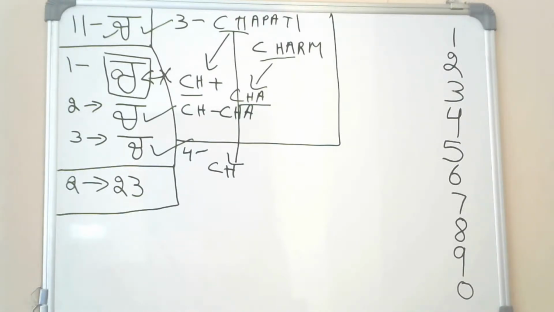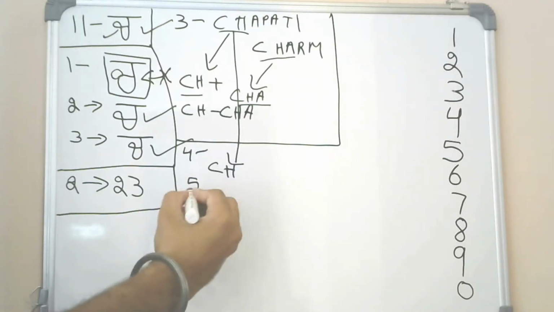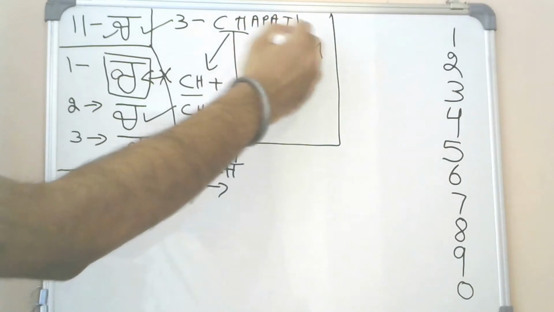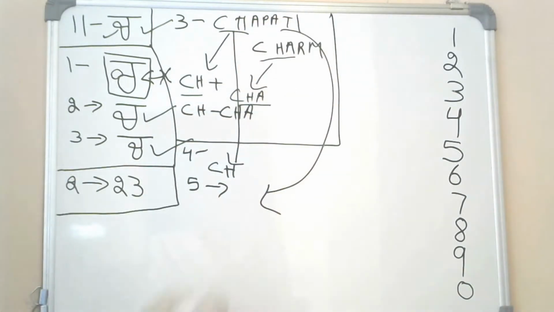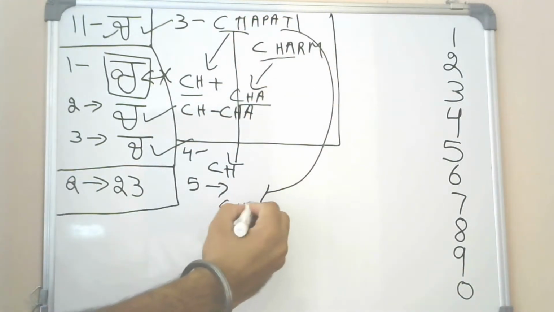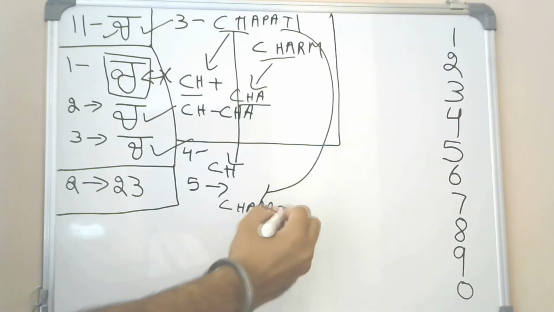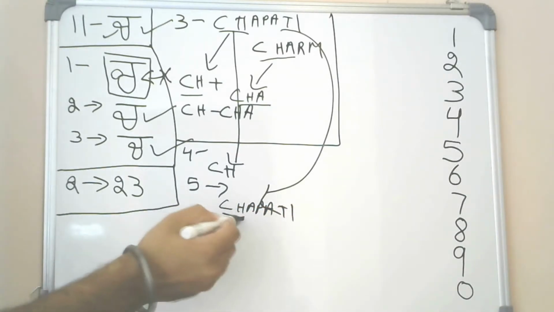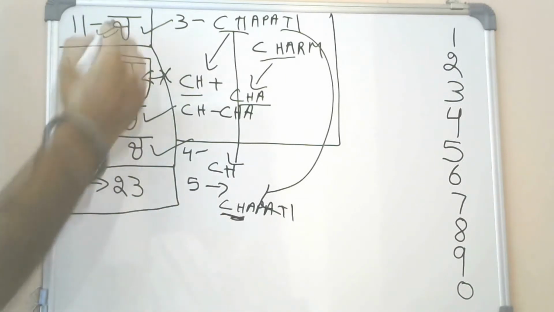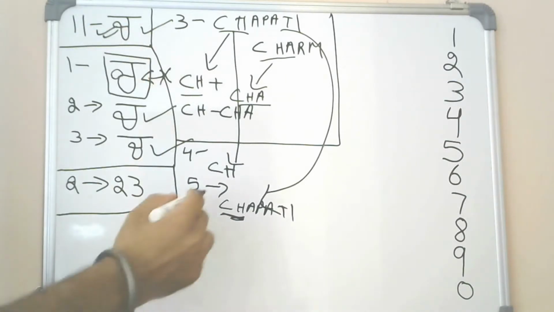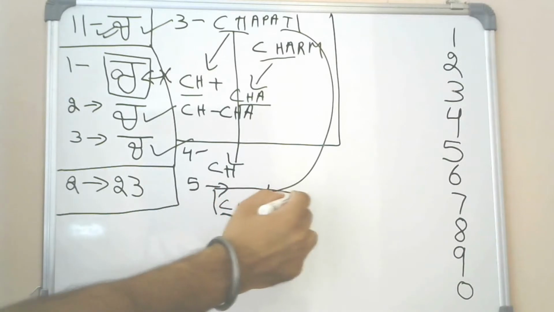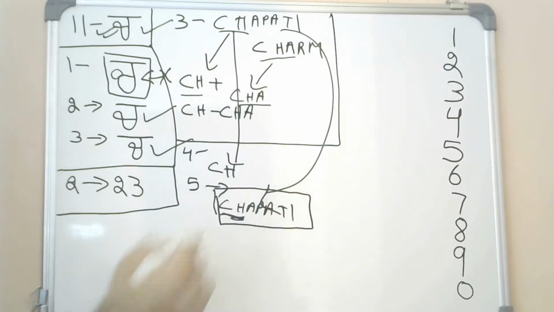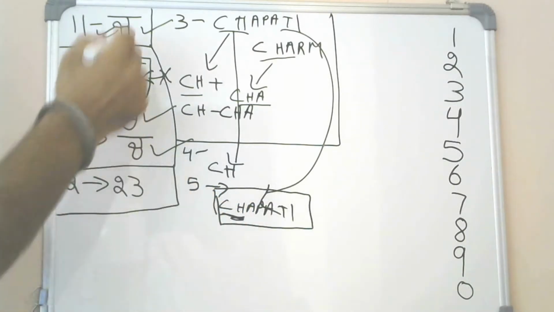The fifth step, examples. I can have the same example here. Chapati. The ch sound here is the sound of this letter. So if I want to write this word in Gurmukhi, this word will be starting from this letter.